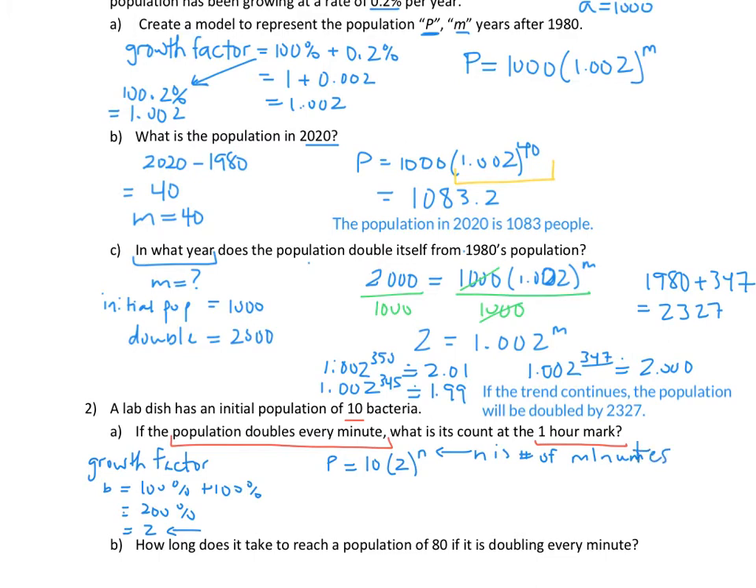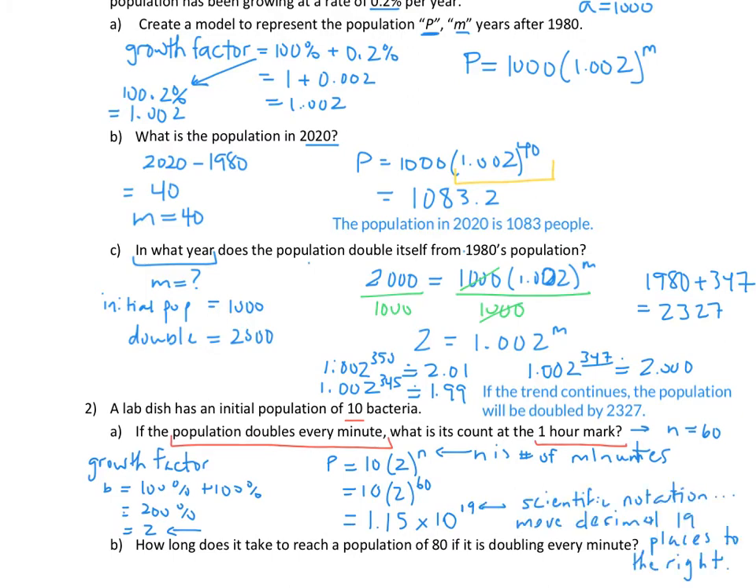All right, so at the 1 hour mark, we need how many minutes that is. And hopefully you know at this point in your life that there are 60 minutes in an hour. So we're going to have 10 times 2 to the exponent 60. And then you just punch that into your calculator, and my calculator took it to scientific notation, times 10 to the exponent 19. That really just means move that decimal 19 places to the right. The number's so big it wouldn't fit in the display screen. So hopefully you remember that from science class.